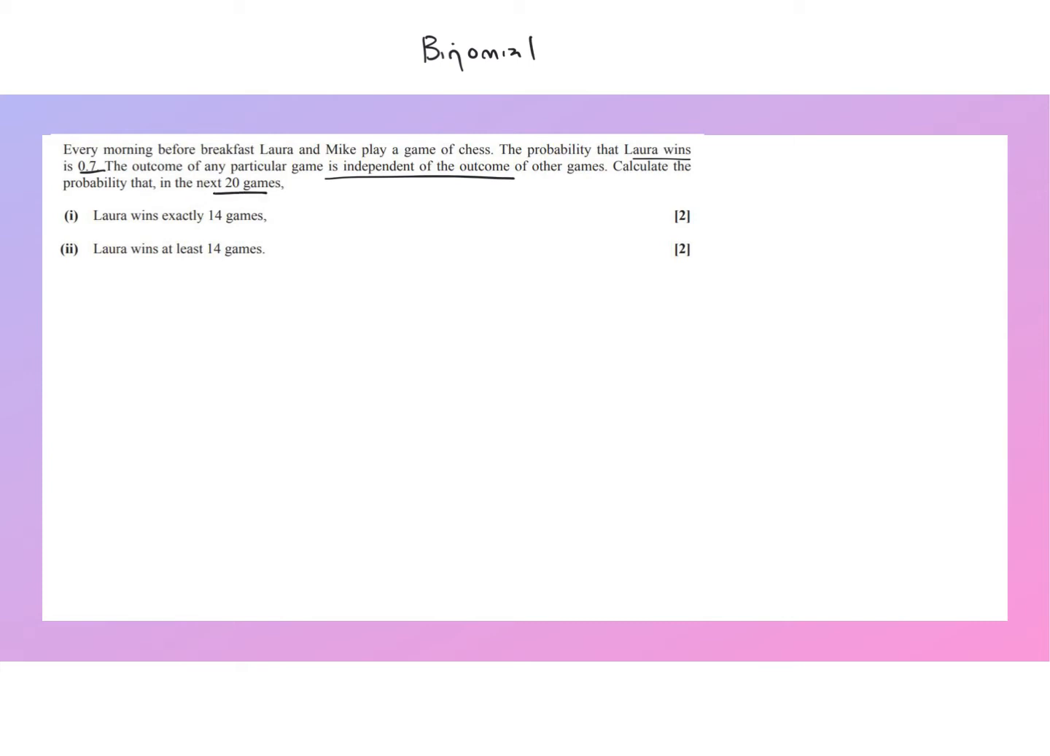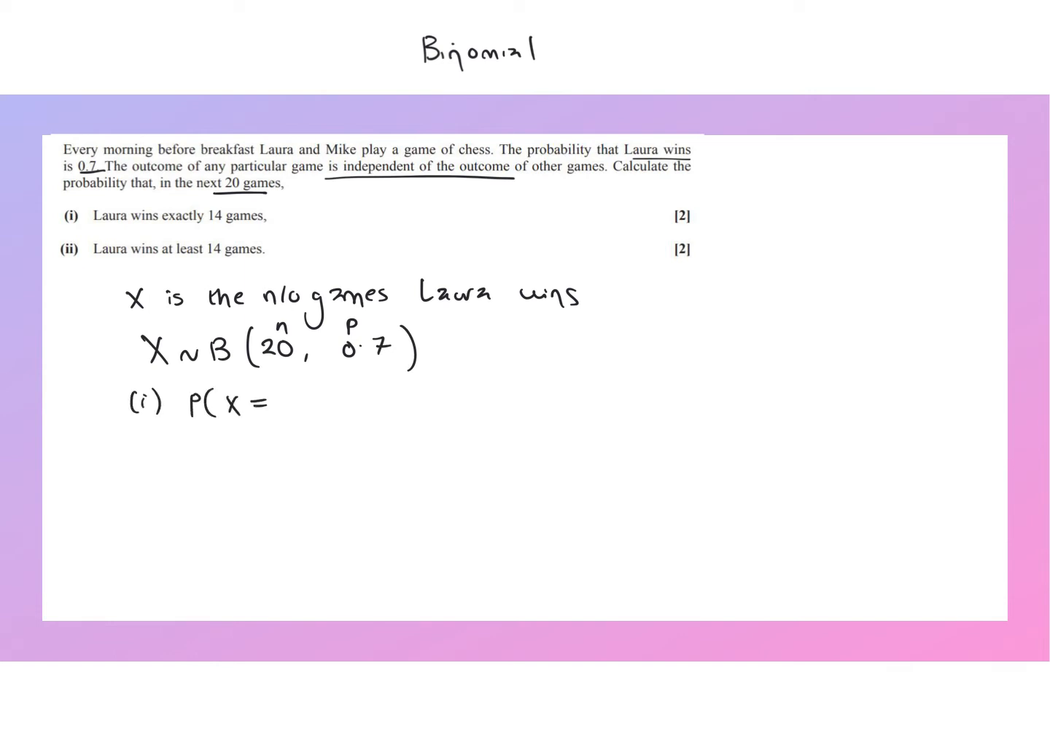We have 20 games. So if we were to say that X is the number of games that Laura wins, then X can be stated to have a binomial distribution where N is 20 and P is 0.7. So for part 1, we're working out the probability that X is equal to 14, and then for part 2, we're working out the probability that X is greater than or equal to 14.